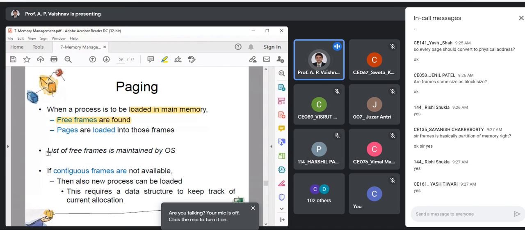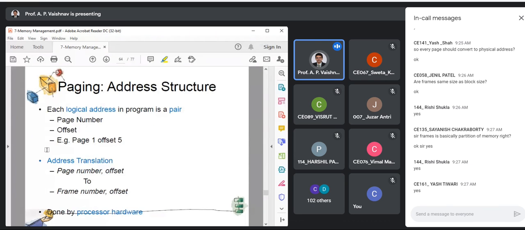So your OS maintains a separate data structure that is called the free frame list. In that, you will be maintaining the numbers of frames which are free, the index numbers of the frames which are free. I'll show you that over here.